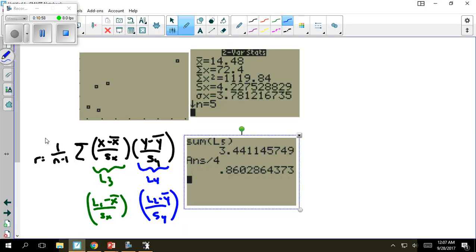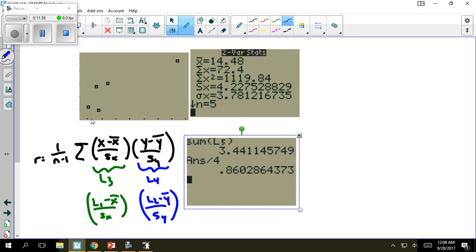So let's look back at this formula for a second. If I go through this formula, let's say I'm talking about height and weight. So this is in inches and this is in pounds. So this is inches minus inches, which is inches, divided by inches is no units. Pounds minus pounds is still pounds, but divided by pounds, no units. No units times no units is no units. Added up, no units. Divided by a number minus 1, no units. R has no units. And the correlation doesn't change if the units change.